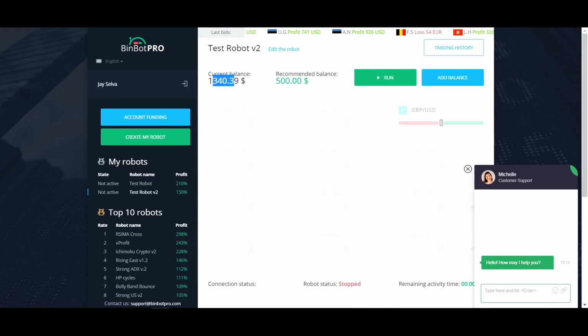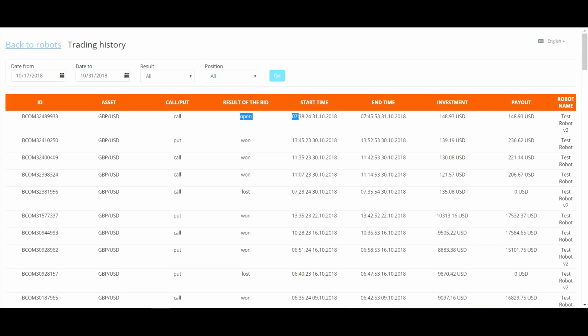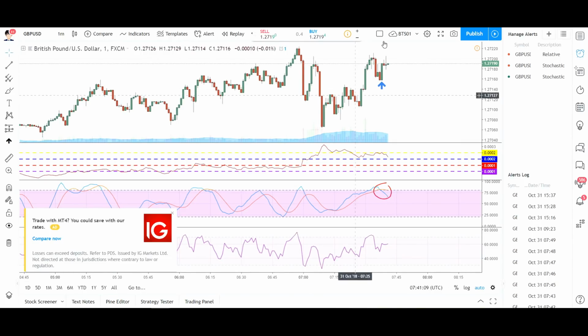Alright, so let's wait and check out the trade results. It's basically a call trade at 7:38, and judging from the charts right here, we have a pretty good chance of winning this trade. Although the volatility is quite massive right now, I have confidence that it's going to work out our way. So let's wait for the trade to expire.